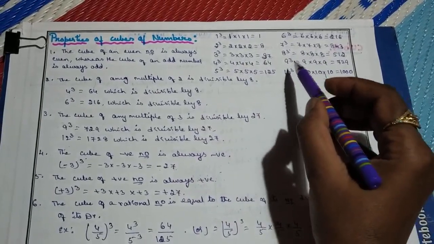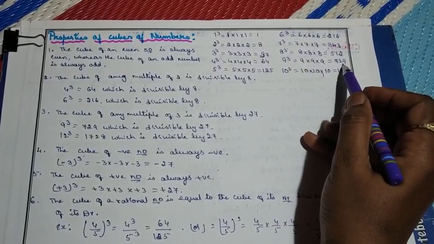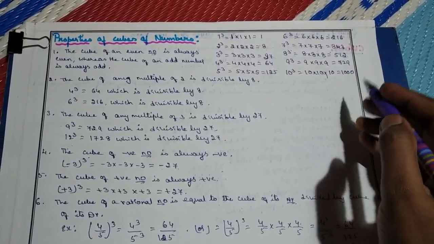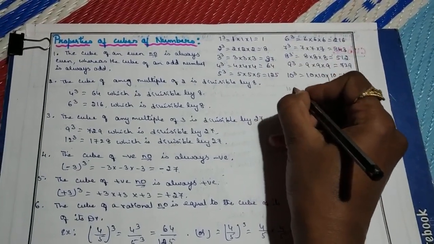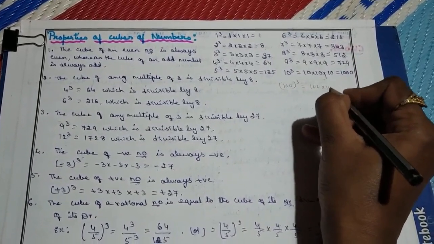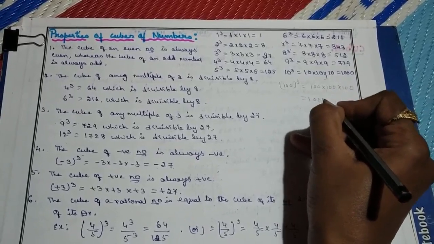This should be known, children. And 9 cube, 9 again ends with 9 only, children, in the units place. Whereas 10 cube is nothing but 1000. If you have 100 cube, then we can write 100 into 100 into 100, which is 1 followed by 6 zeros.